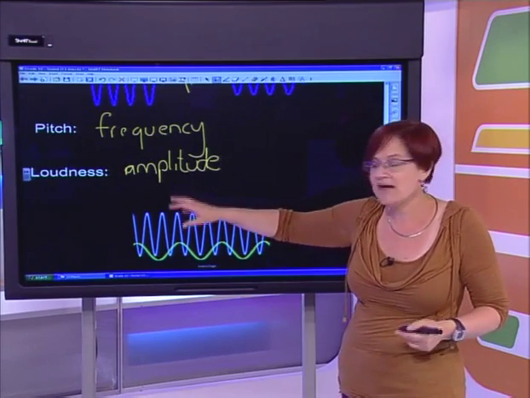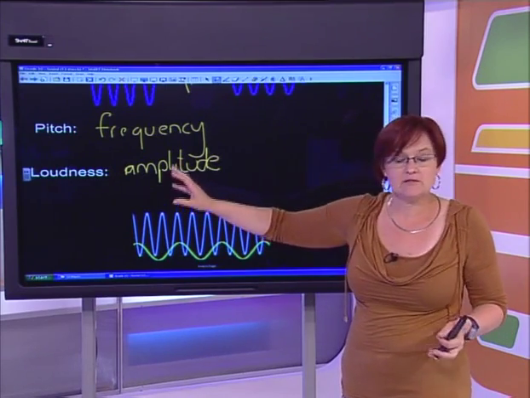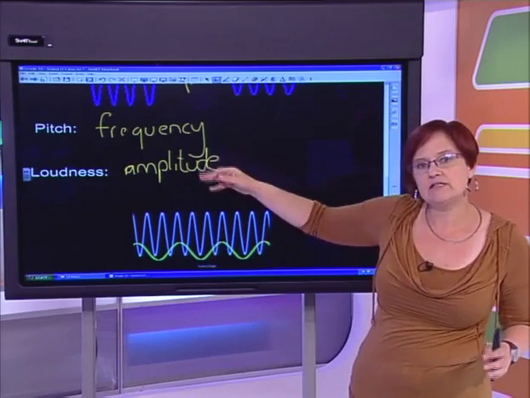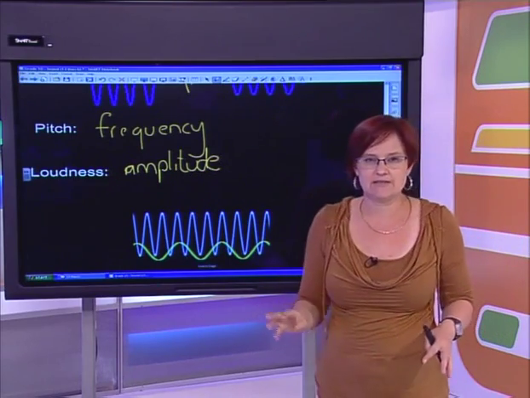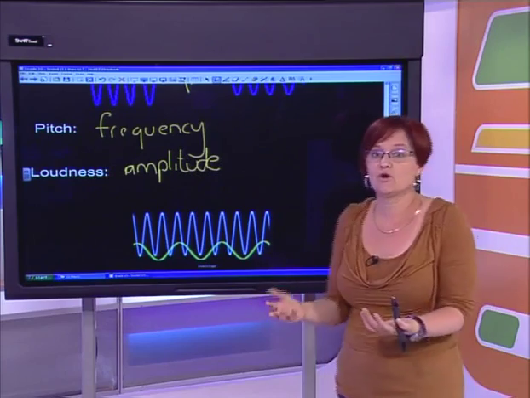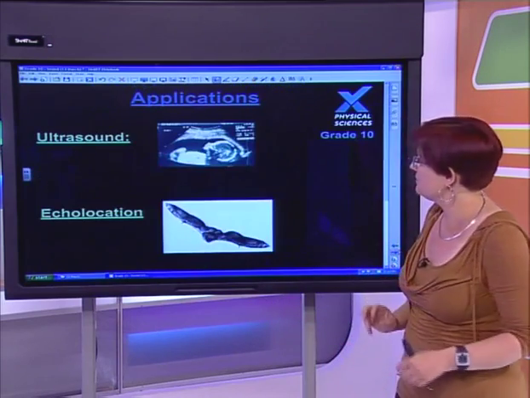Some of your teachers might be going through decibels and a scale of sound. We're not going to do it because it's actually not examinable in the CAPS. It's just nice for completeness, but we're not going to worry too much about it.